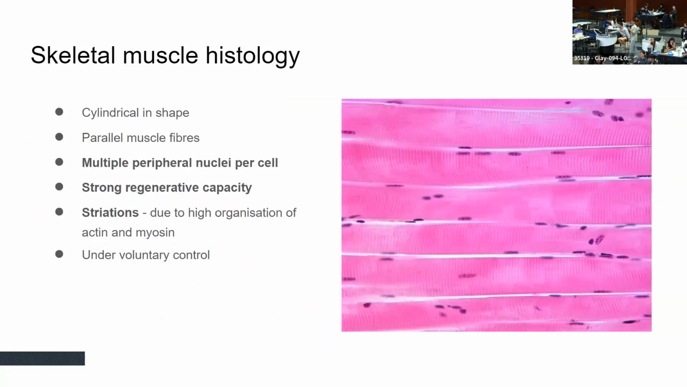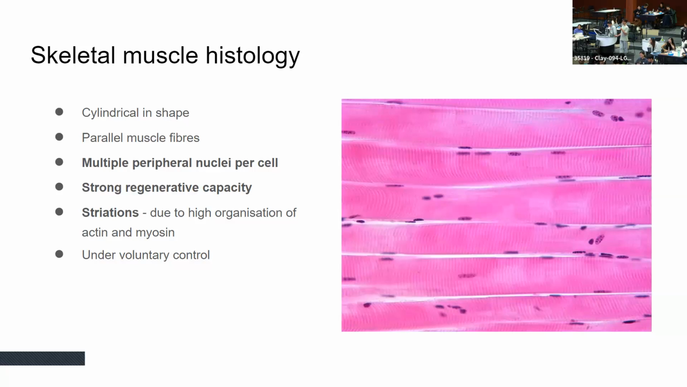Okay, so looking at the histology of skeletal muscle, it's definitely one of the more accessible forms. It is very cylindrical, it looks very nice. You can see that they're very parallel, very organized, and you've got multiple peripheral nuclei per cell. Just on the border of the cell, you can see the purple stuff, which is the nuclei. And it has a very strong regenerative capacity because it's very highly vascularized.